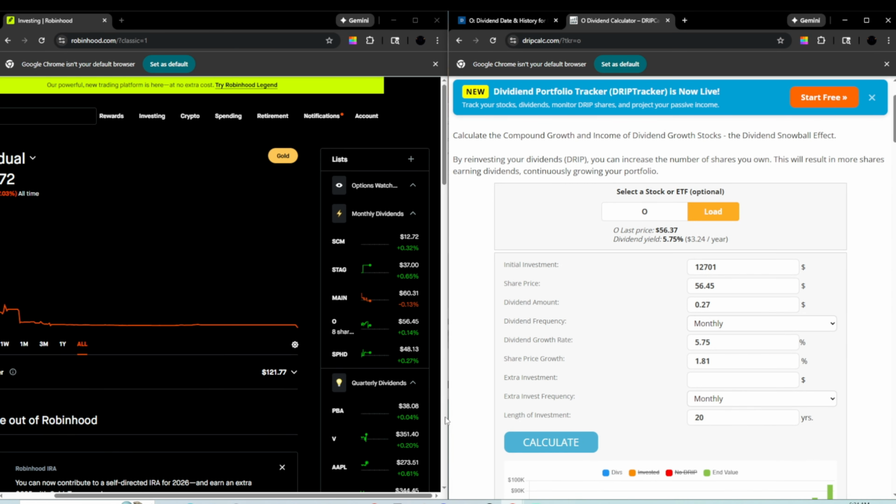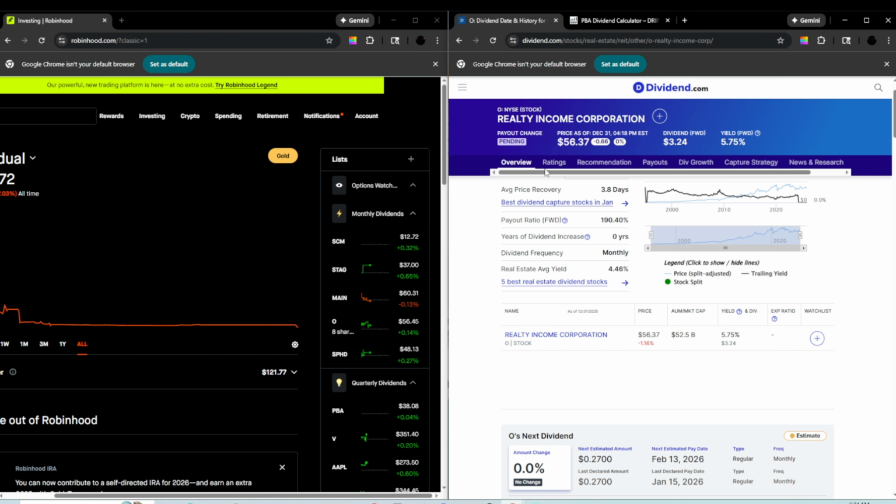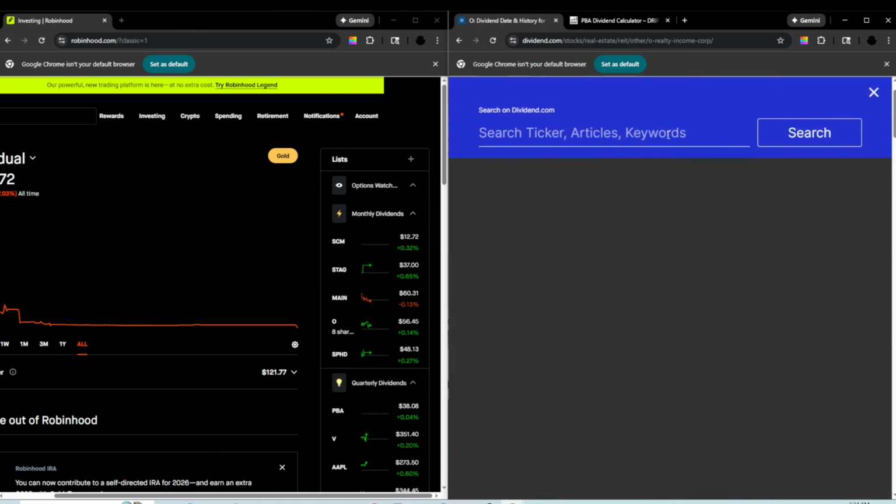So let's say, for example, this one here, PBA. All right. So if we put in PBA, the dividend growth for this one is 15.69%. That's how much it's growing each year. So let's check that price on our dividends. There it is. That's PBA.